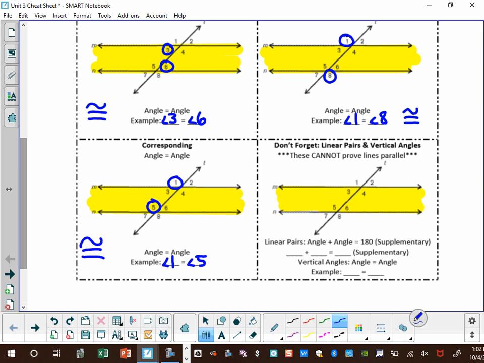Then it says, don't forget linear pairs and vertical angles. Those are the ones we've done before. Okay? So linear pair, they have to be side by side. What's side by side to angle 1? 2. You could do 2, or you could do 3. It doesn't matter. So that means that angle 1 and angle 2 would add up and give me 180 degrees. Would be supplementary.